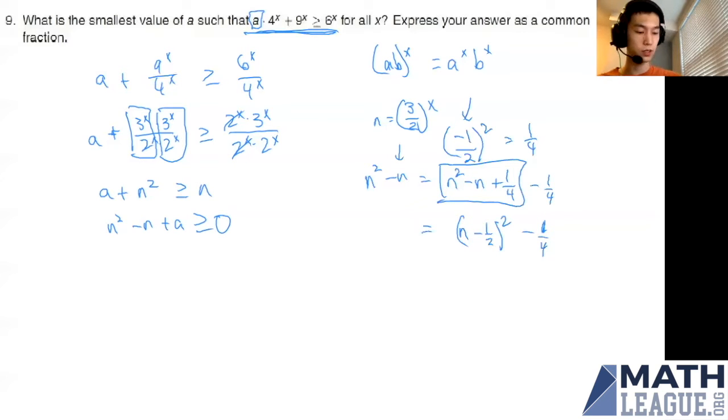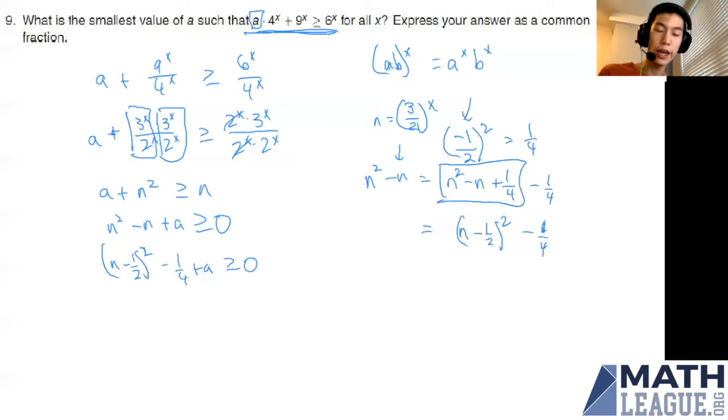So let's substitute this in, right? We have (n minus 1/2) squared minus 1/4 plus A. We want this to be greater than or equal to 0, right? So we can clearly see, since we know that the square of any number is at least 0, if we just let A equal 1/4, we're done, right? So A equals 1/4 works.